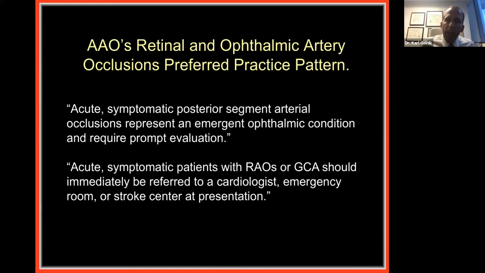The American Academy of Ophthalmology has a retinal and ophthalmic artery occlusion preferred practice pattern. If you just Google it, you will come up with the AAO's preferred practice pattern. And in that pattern, they say, quote, acute symptomatic posterior segment arterial occlusions represent an emergent ophthalmic condition and require prompt evaluation. Acute symptomatic patients with retinal artery occlusions or giant cell arteritis, GCA, should immediately be referred to a cardiologist, emergency room, or stroke center at presentation.